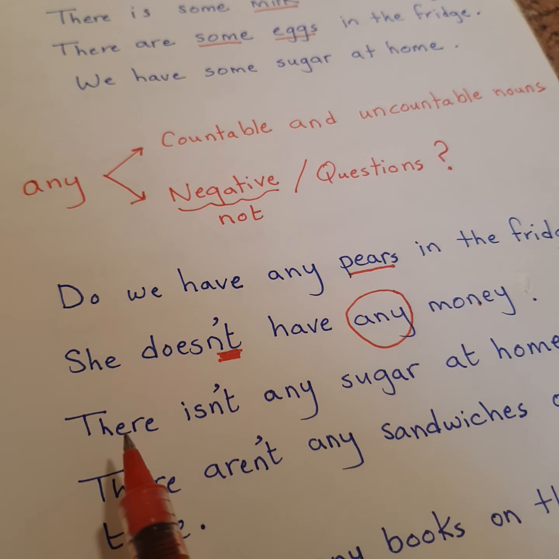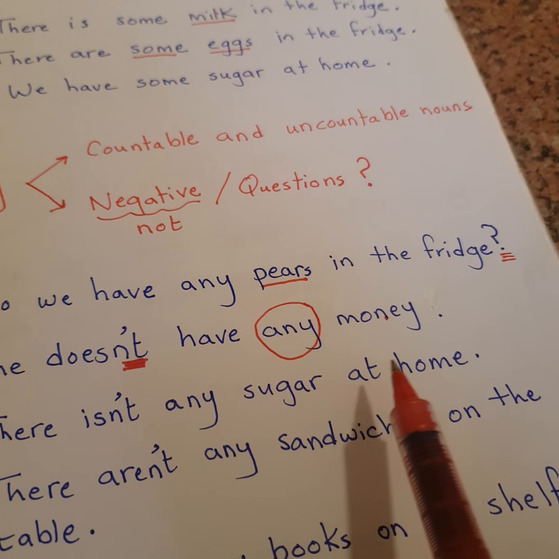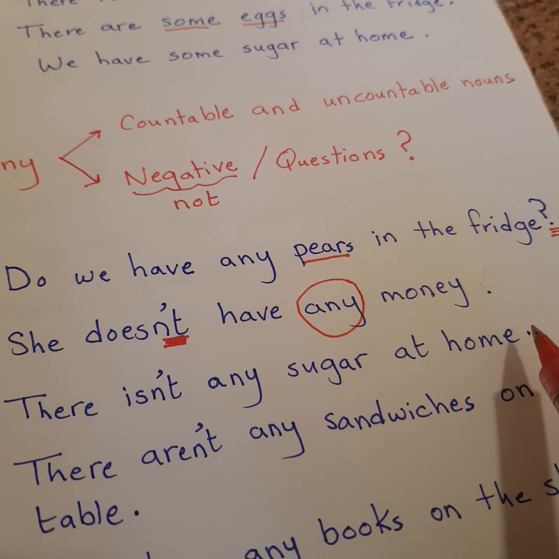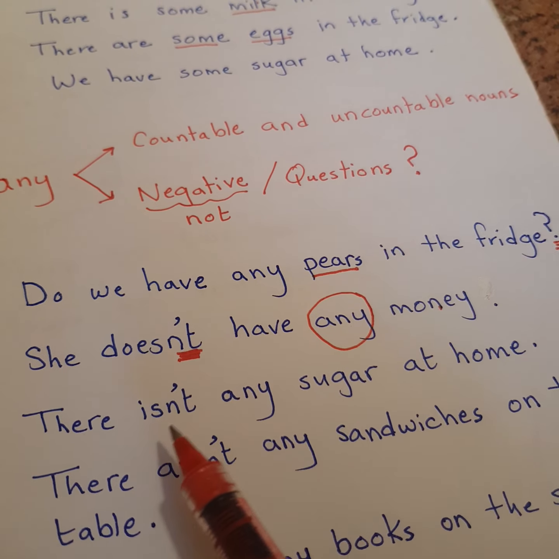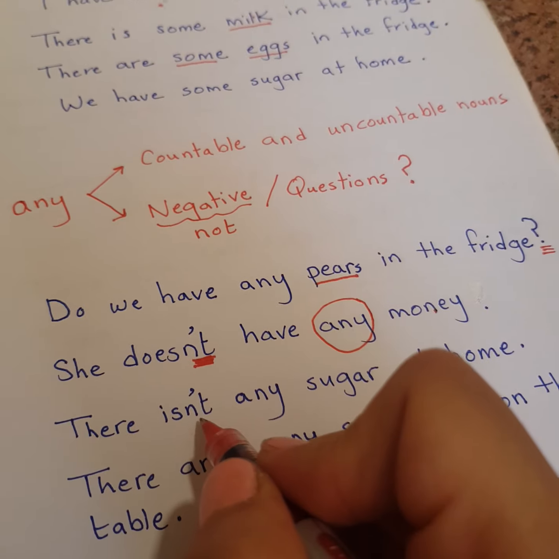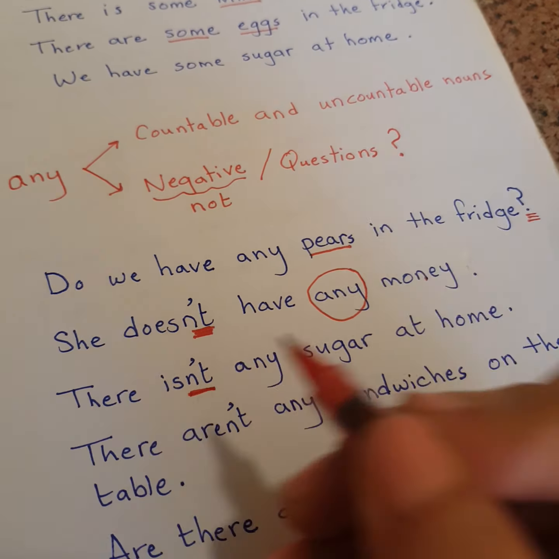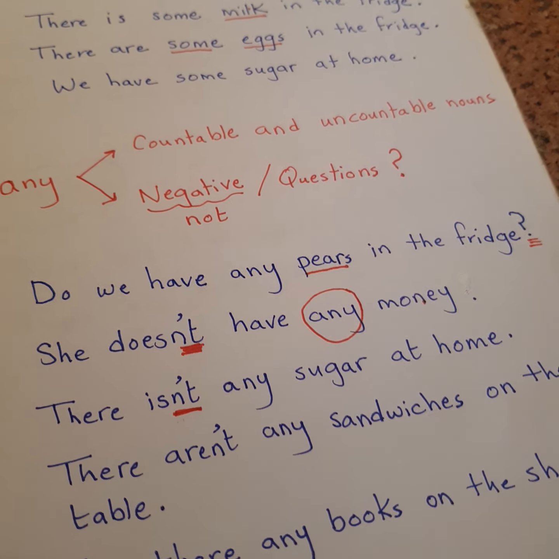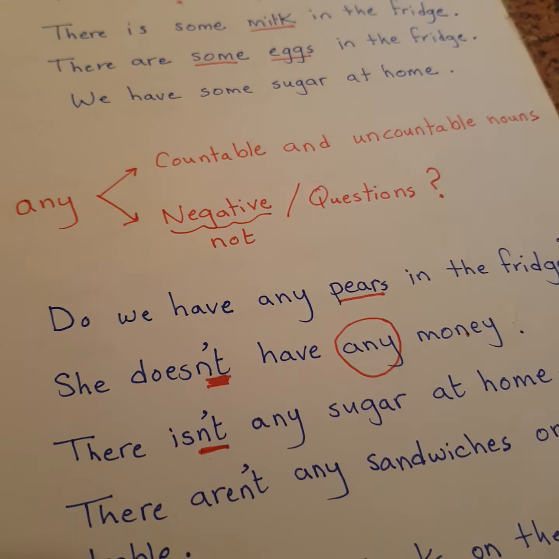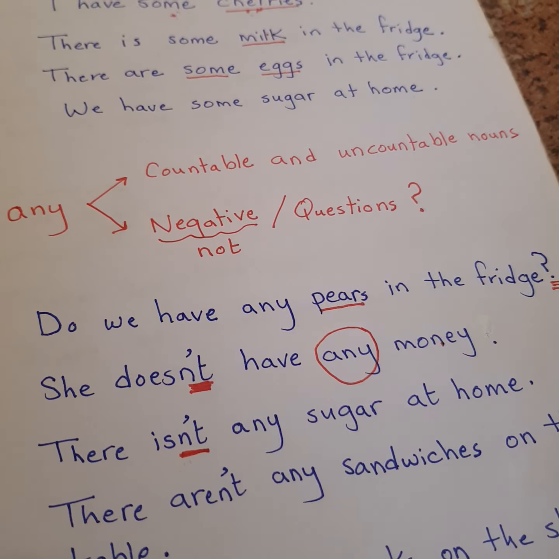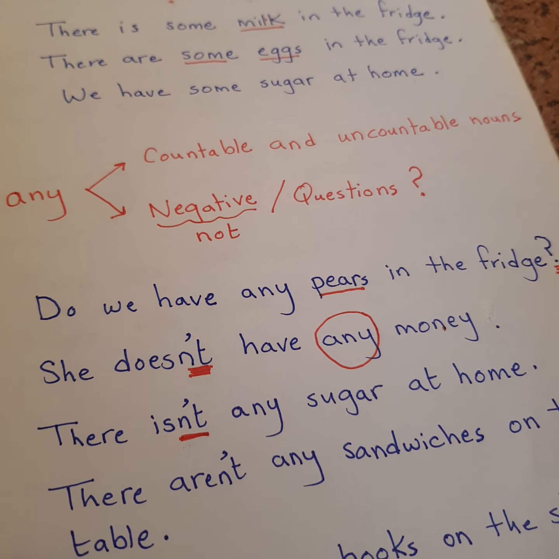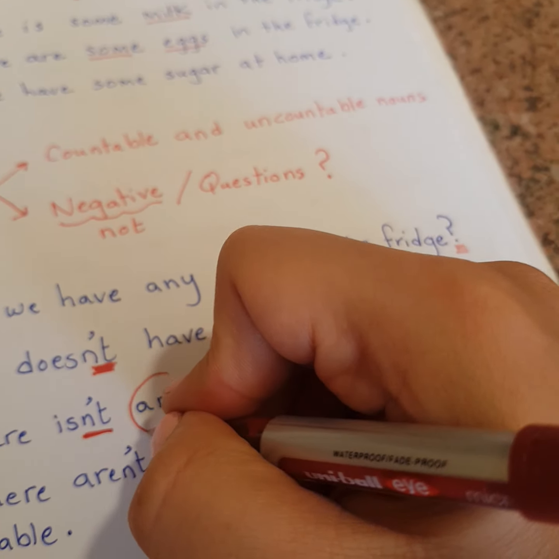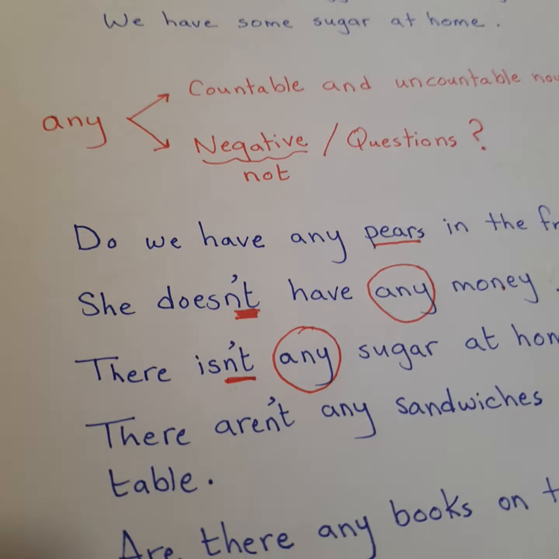The third sentence: There isn't any sugar at home. So this is also a negative sentence. There isn't any sugar at home. We don't have any sugar at home. إحنا لا نملك أو ما عندنا سكر بالبيت. This sentence is a negative. So I used any.